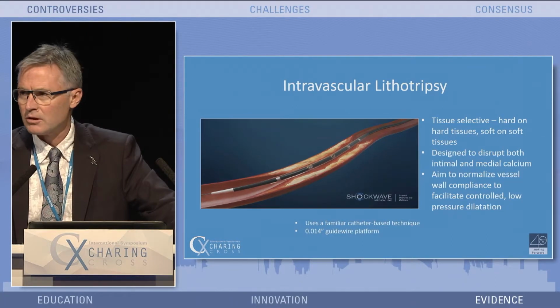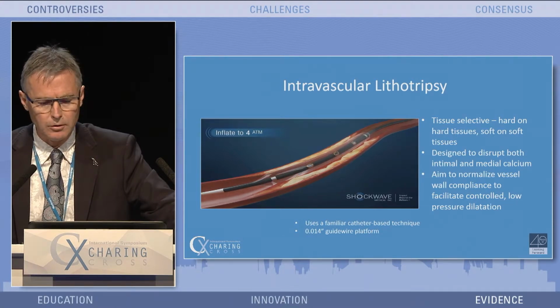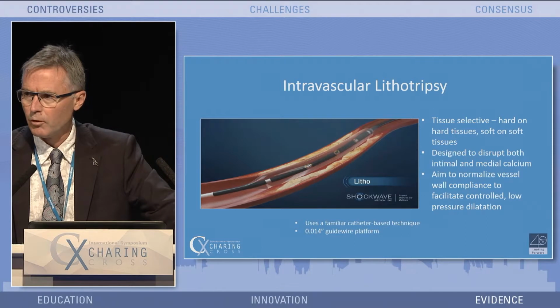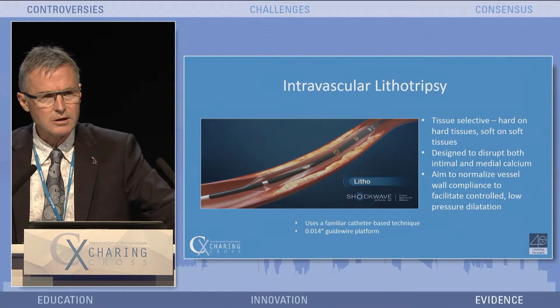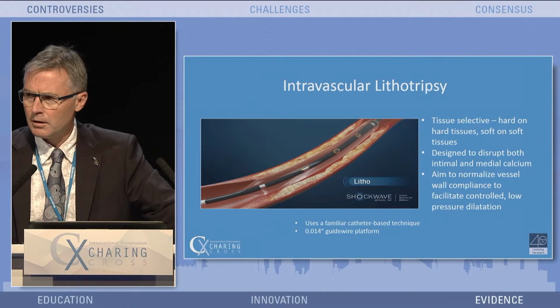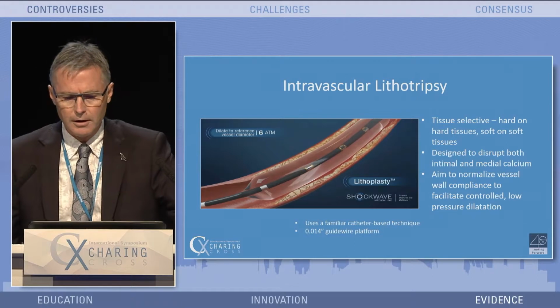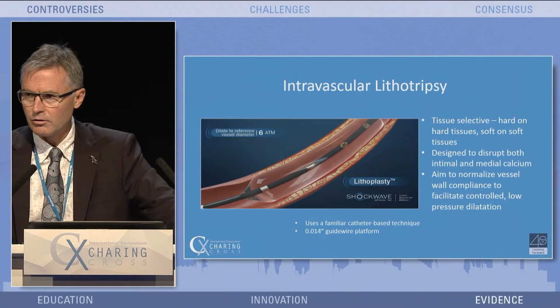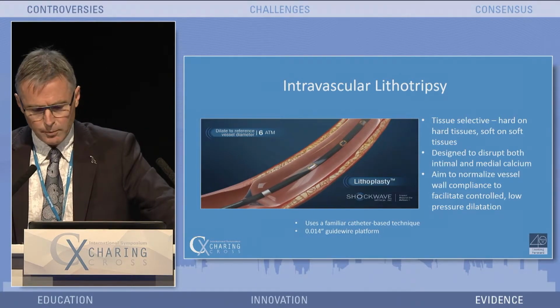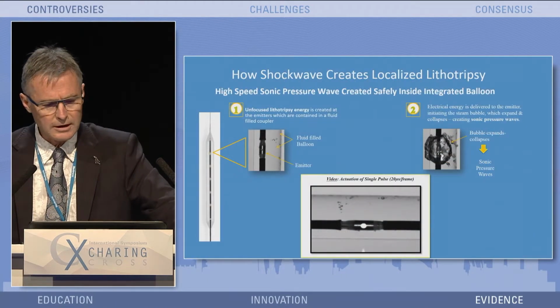So the basic concept is to create apposition of the angioplasty balloon to the vessel wall at very low pressure to perform lithotripsy to create, as we'll see, microfragmentation of the calcium in both the medial and intimal layers, change the compliance of the artery, and then allow the balloon to dilate out to nominal diameter at low pressure and hopefully with a low incidence of residual stenosis or dissection.